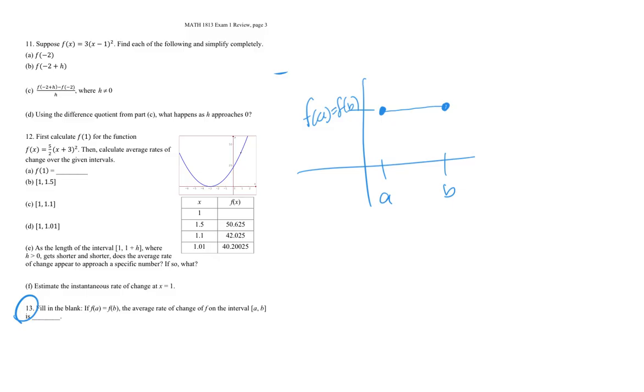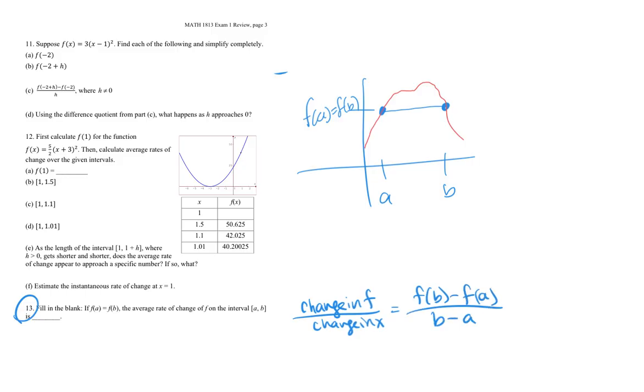change in x. Now, we don't know what the function is doing. The function might be doing any number of things, so who knows what the function is doing. It doesn't matter because I'm looking for an average rate of change on that interval. So the average rate of change is going to be the change in f over the change in x, right? So that's going to be f of b minus f of a over b minus a. Now, if f of b and f of a are equal to each other, then that change in f is going to be 0. So that's equal to 0. So that's why the answer is 0 there.